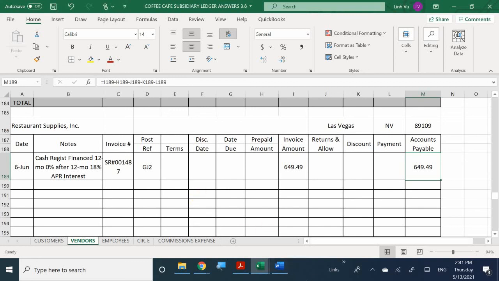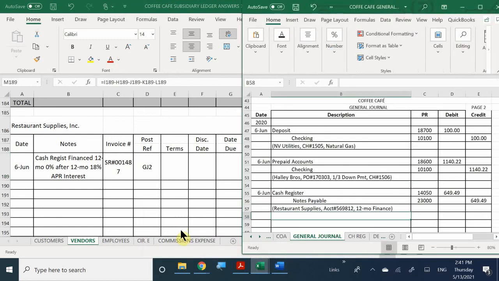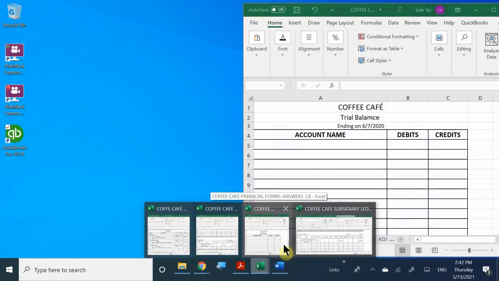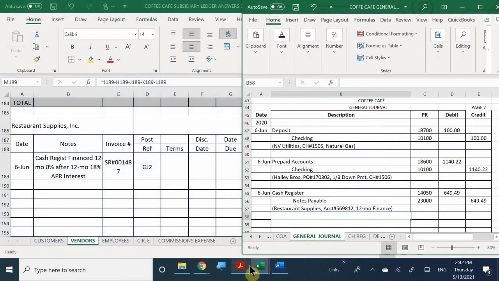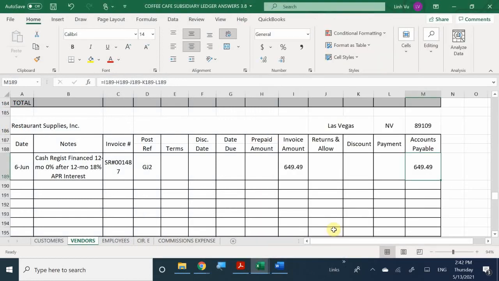Now I think I have to change the journal too. I think in the journal I put furniture store. Oh no, I put restaurant supplies. Okay, well, so restaurant supplies. But for the ledger, I didn't indicate anything there. Could you show the restaurant supplies on the subsidiary journal again? This one? Ledger, I mean. Yeah.